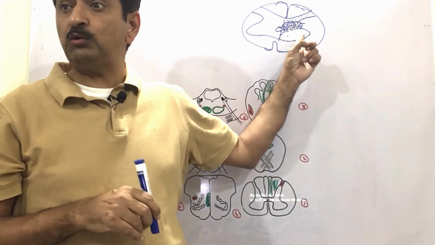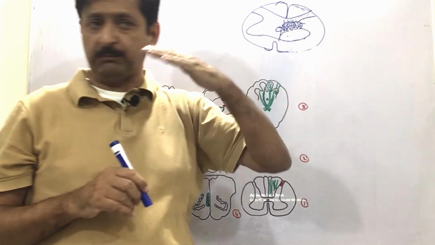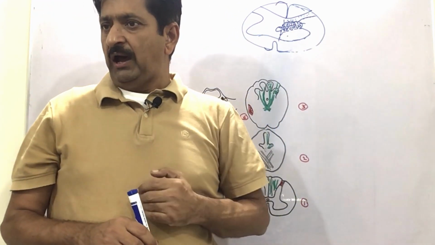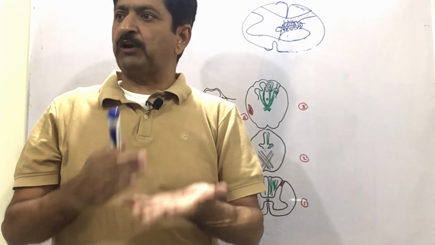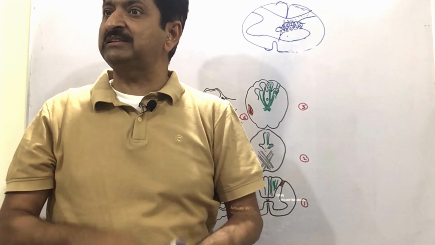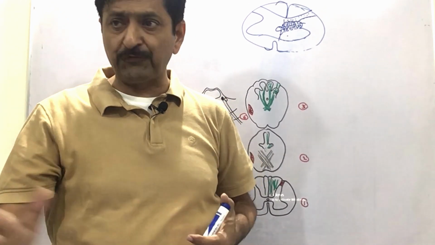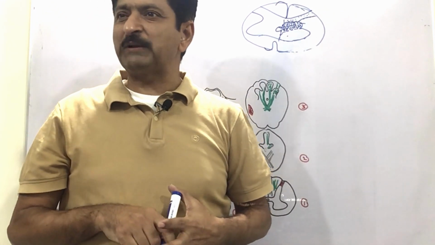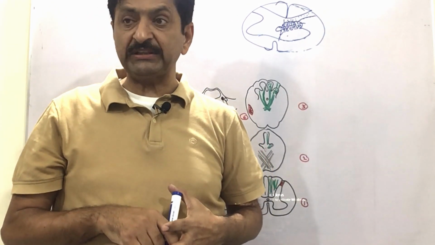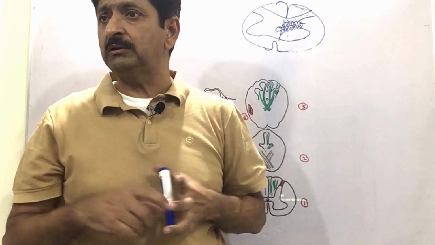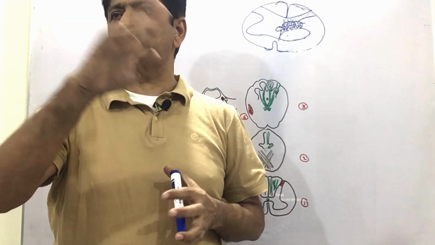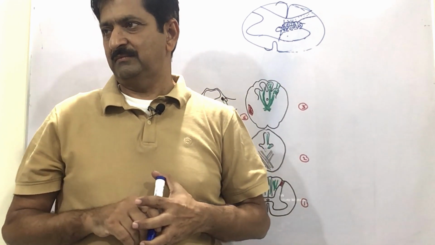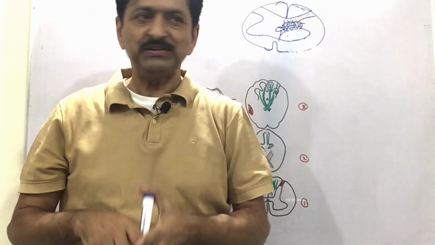Will this be present throughout? No, this is not present throughout. This is present from T1 to L2, and after that L3, L4, L5 they are not present. Even S1 is not present. Then S2, 3 and 4 it is again present. What is present? Parasympathetic. But which horn? The lateral horn is not present. Why? Because physically it is not present.